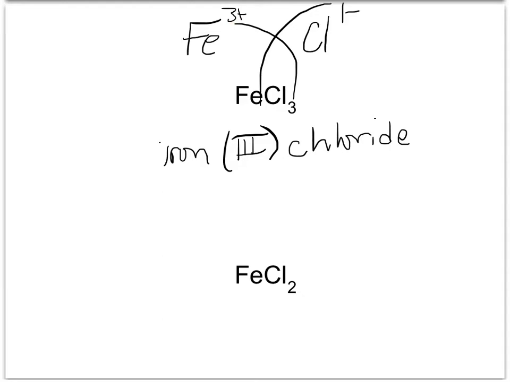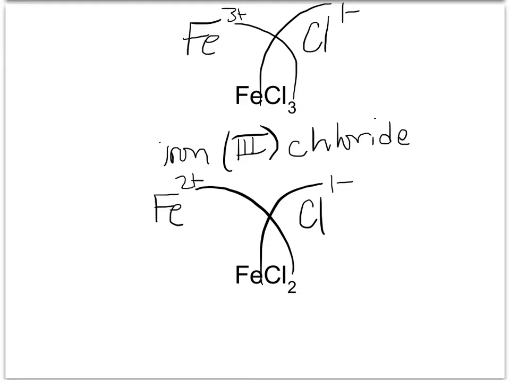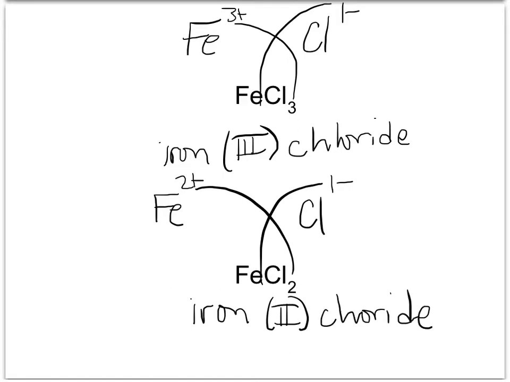Looking at this other example, I do the exact same thing. I put iron up here, chlorine up here. This comes up, 1 minus. This goes over here, 2 plus because it's the cation. This one would be iron 2 chloride. Once again, it does not mean there are 2 irons. It simply means the charge of iron is 2 plus.